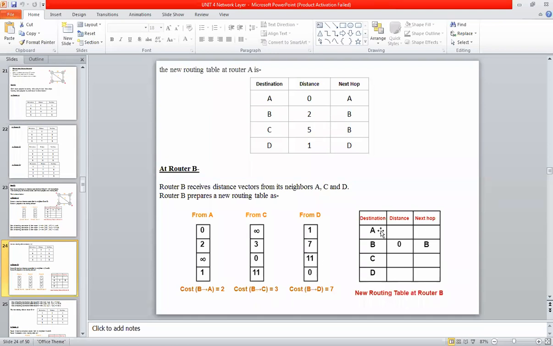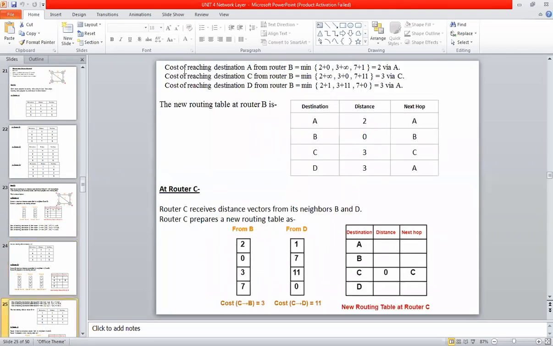From A, what is written? Cost of reaching destination A. This sentence is very, very important. Cost of reaching destination A from B. From B, you are considering router B itself, so you have to update the routing table of B. The remaining routers are A, C, D.